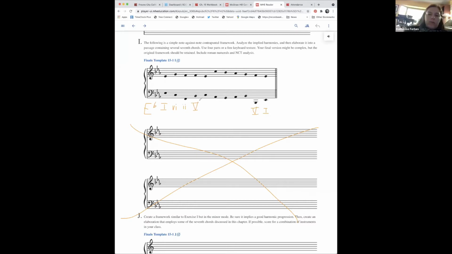A 7th chord. No, it doesn't. Just kidding. I lied. Where does 5 go? 1. It does go to 1. It also can go to 6, which lines up with my C there. A flat and C. 4. Yep. And 6 can go to 4.